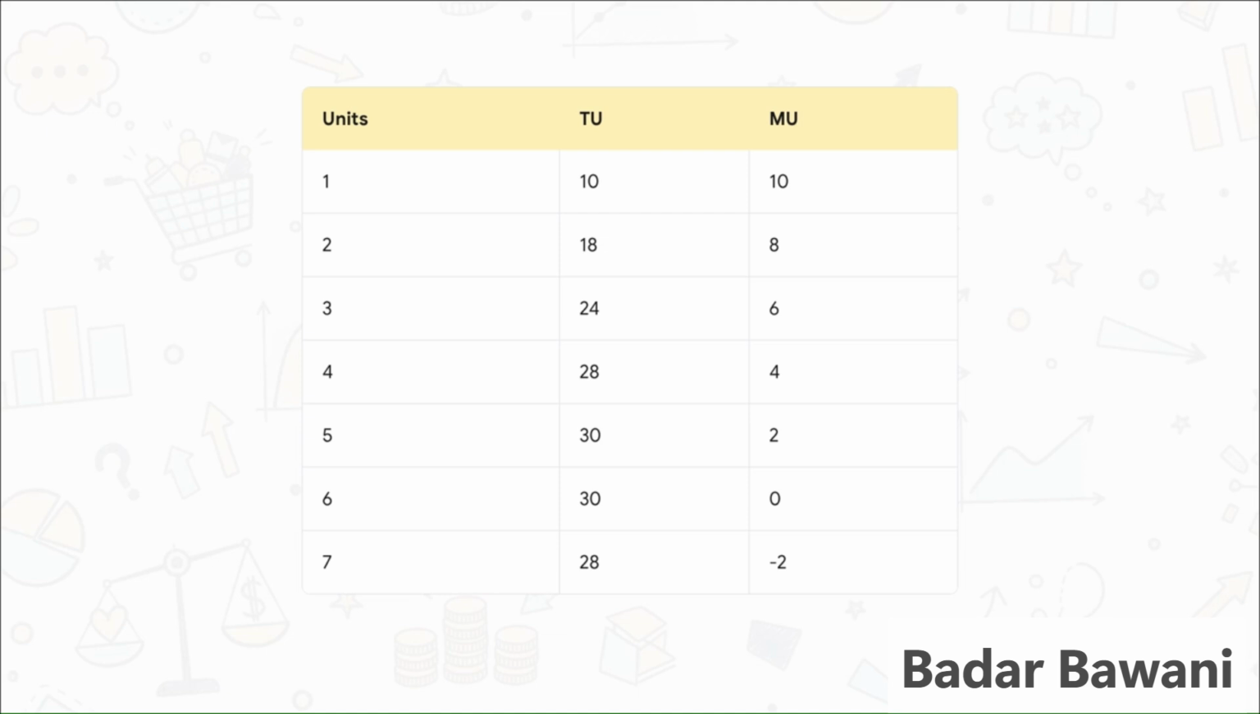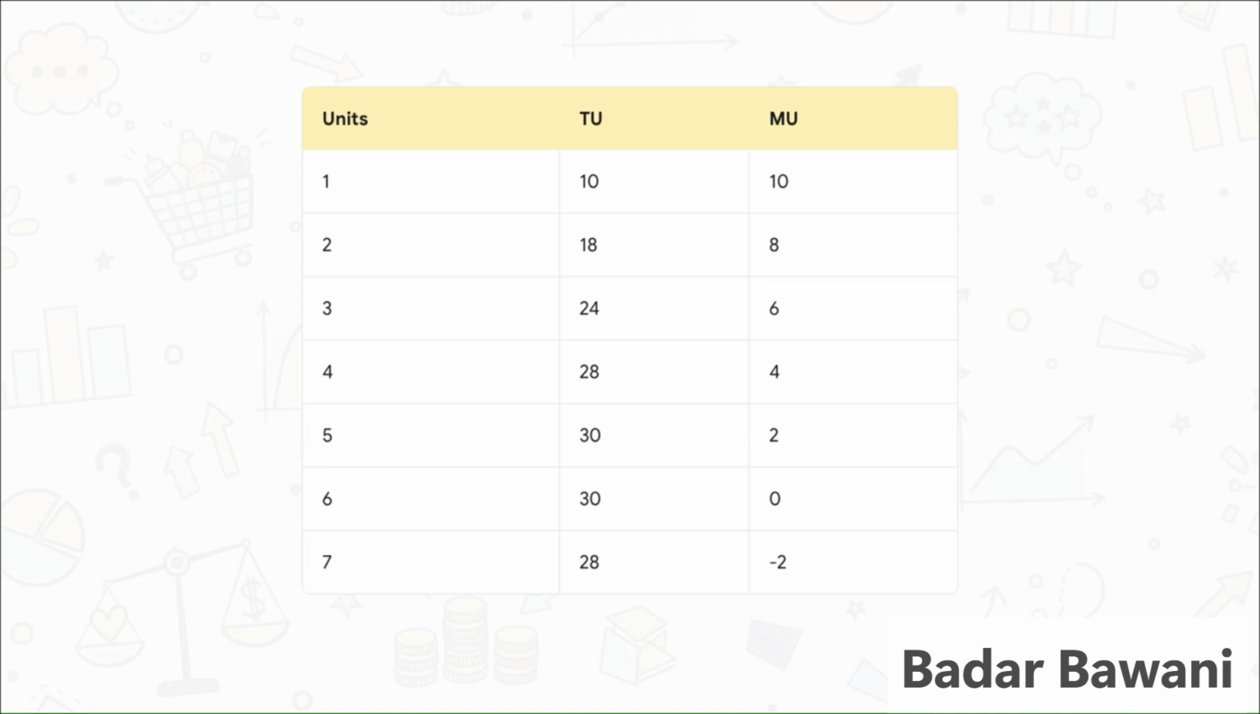For the very first bar, your total and marginal utility are identical at 10. But watch what happens when you eat a second one. Your total utility goes up to 18, but your marginal utility, the joy from that second bar alone, drops to 8. As you keep eating, notice the pattern.